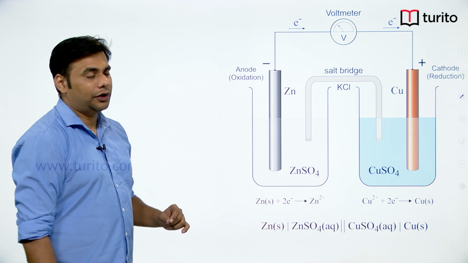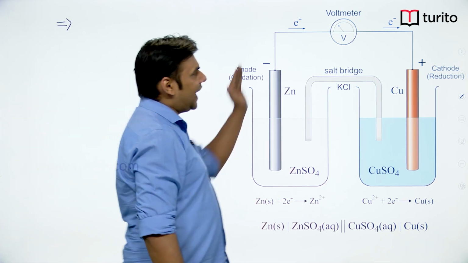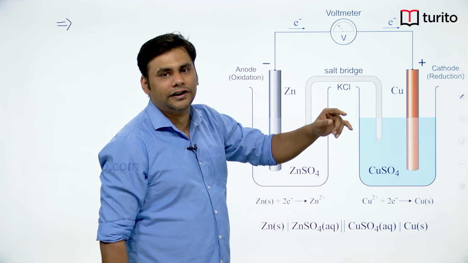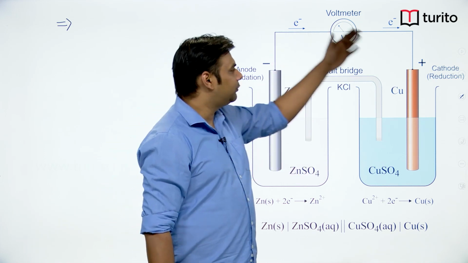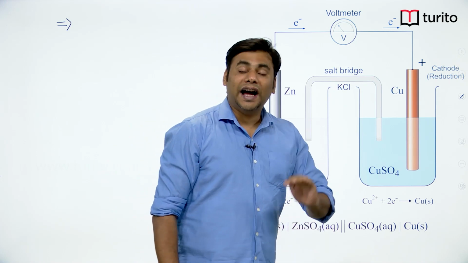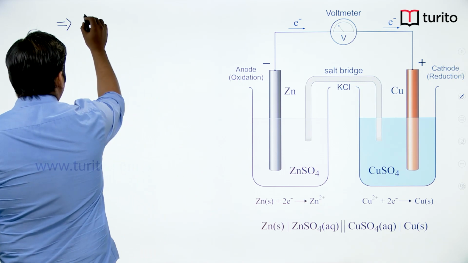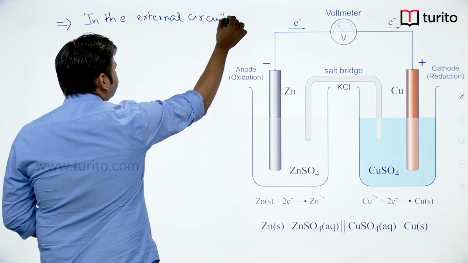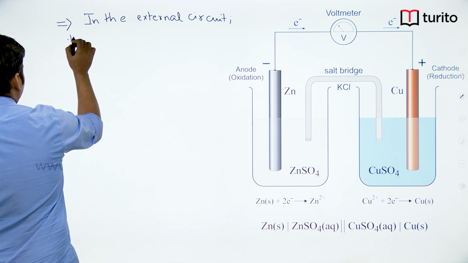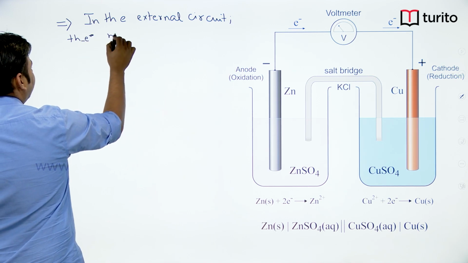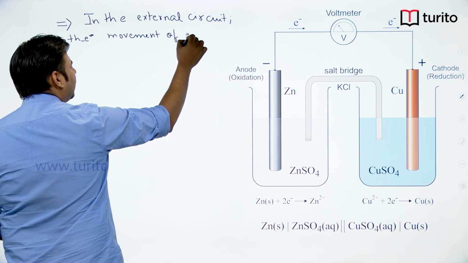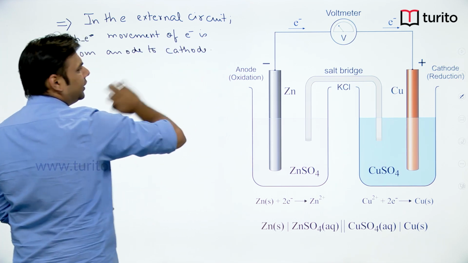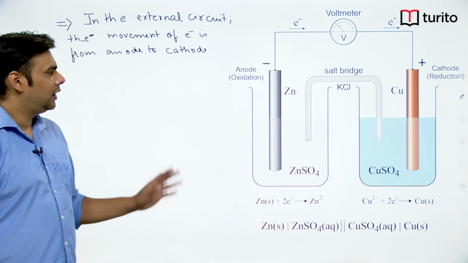If you look at this Daniell cell, electrons are moving from anode to cathode in the external circuit, and the flow of current is always opposite to the flow of electrons. So in the external circuit, the movement of electrons is from anode to cathode. At the anode, oxidation occurs and electrons are released; they go to the cathode where reduction is happening. So the flow of electrons is from anode to cathode.